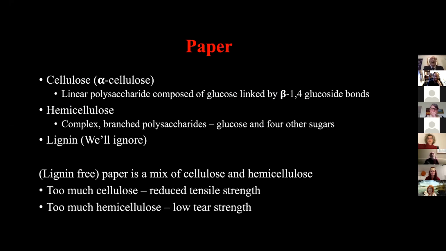So we can think of paper as a mixture of alpha cellulose or cellulose, which is a linear polysaccharide composed of glucose linked by beta-1,4 glucoside bonds. Hemicellulose, which is a complex branched polysaccharide, which is mostly glucose, but also contains 4 other sugars. And for the time being, we'll ignore lignin because that just makes my brain hurt. So if we look at a lignin-free paper, it's a mixture of cellulose and hemicellulose. If there's too much cellulose, the paper has reduced tensile strength. And if there's too much hemicellulose, we have low tear strength in the paper.